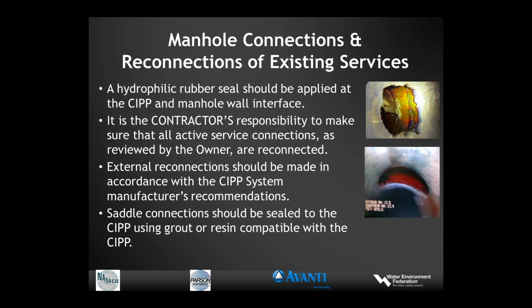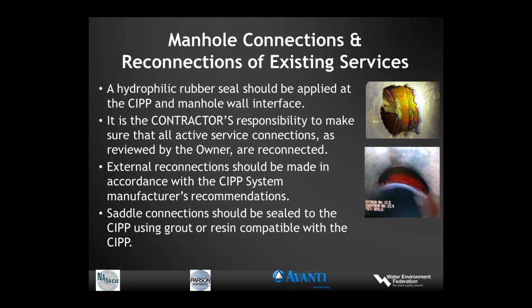Next, we're going to talk about manhole connections and reconnections of existing services. For a manhole connection, hydrophilic rubber seal should be applied before the CIPP is installed, and then the cured-in-place pipe is installed over this. Being hydrophilic, when it gets wet, it expands and performs as a gasket between the cured-in-place pipe and the host sewer, and it works quite well. So that takes care of the manholes. You got to do it before you install the CIPP because it gets difficult afterwards.